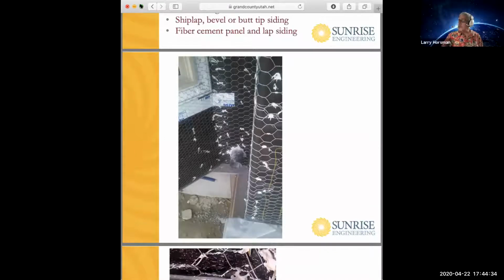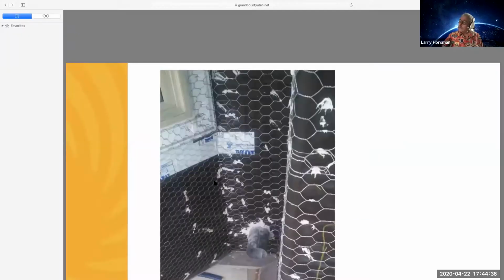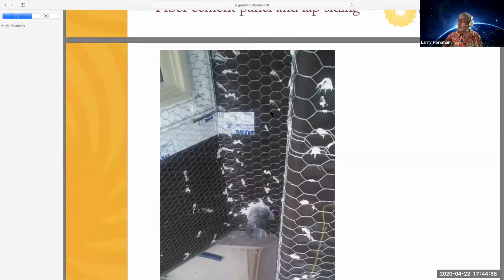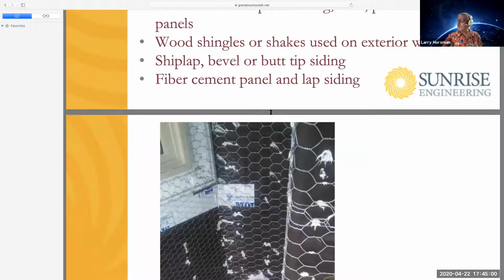So can you see this? Yeah. So we've got some window flashing. You can see the window flashing. We've got the building paper behind it. And we've got the chicken wire for the stucco. That's typically just stapled on. They used to use self-furring nails for that, but I think that was old style, old time.